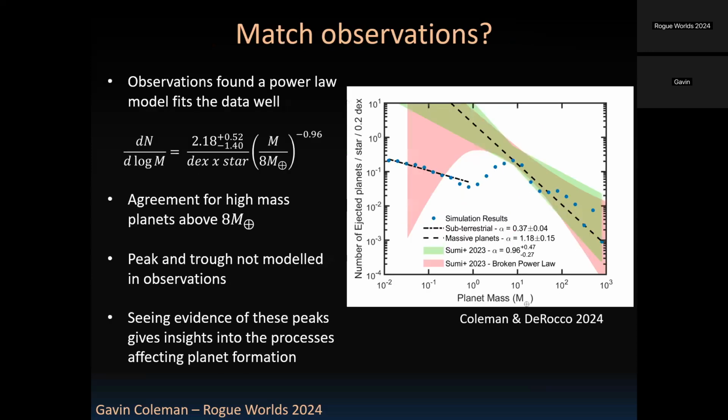Okay. So just comparing quickly with the observations, we compare with the assumed slopes effectively, and we see a good agreement above about 8 Earth masses. We have a slightly different slope, about 1.2, which is consistent with their results. There's a bit of scatter there. But then we also see this peak and trough, which is not modeled in the observations, obviously, because it's a massive extrapolation down to the low masses. So it would be interesting to see if Roman can see a feature like this.